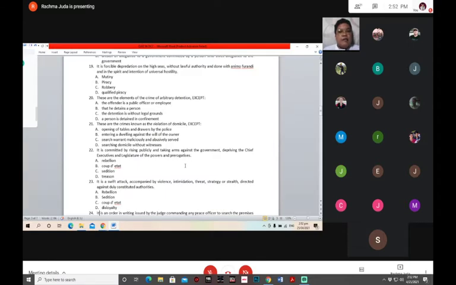And then lastly is searching domicile without witnesses. So those are the three forms of the crime under violation of domicile. So the answer here is Alpha. It does not appear among the crimes that are under the violation of domicile, because it is an element particularly of a plain or simple violation of domicile.